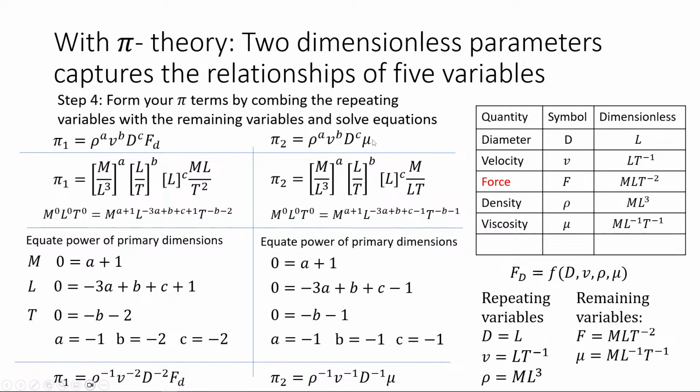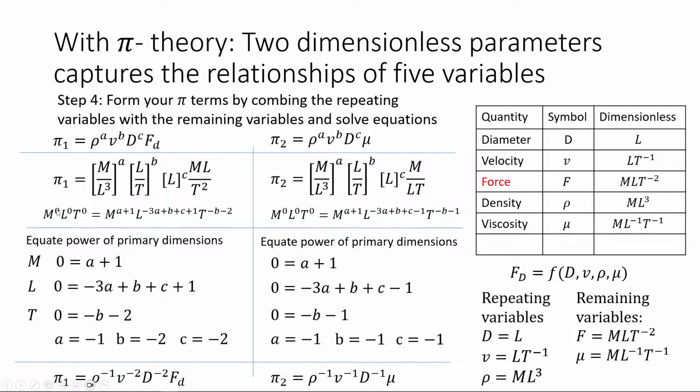And then your second pi term, you have your repeating variable plus the other variable, which in that case would be viscosity. And then you just follow this step. I'm not going to go through this step. Basically, you substitute the dimensions here, knowing that this pi term is dimensionless.